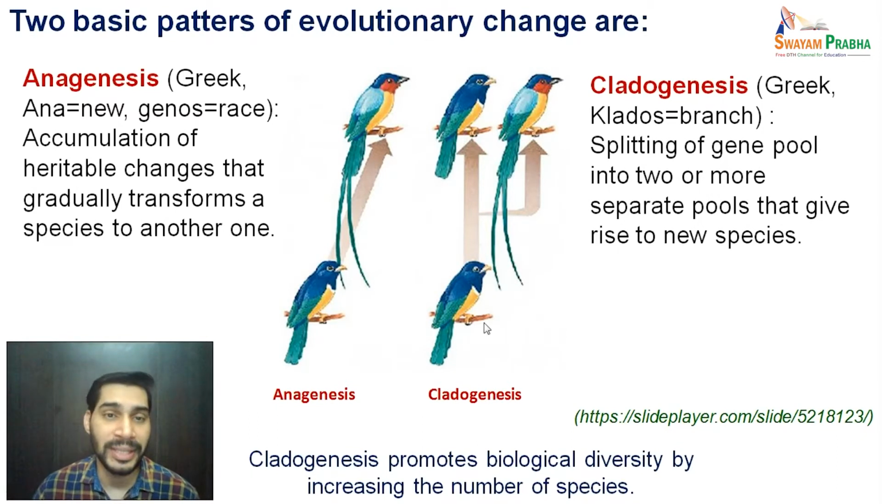So here you can see in Cladogenesis there is an increase in biodiversity, whereas in case of Anagenesis it is the transformation of one species to another one, but it does not increase the biological diversity. So we can say that Cladogenesis promotes biological diversity by increasing the number of species. So whenever we talk about new species formation, we are focusing more on Cladogenesis rather than Anagenesis.